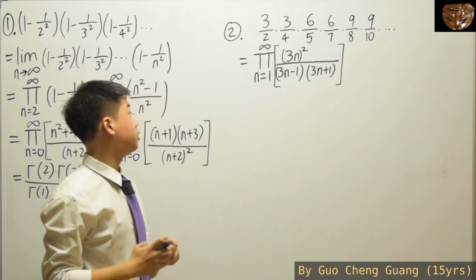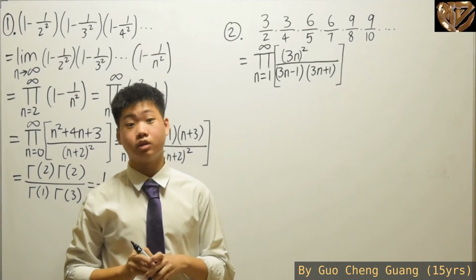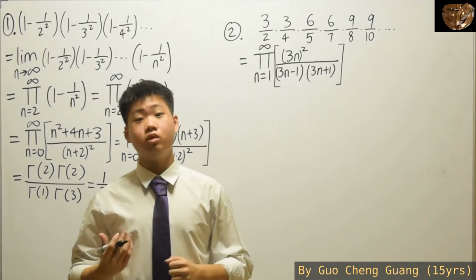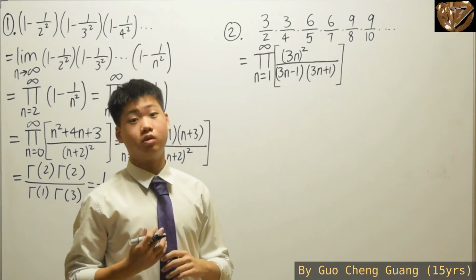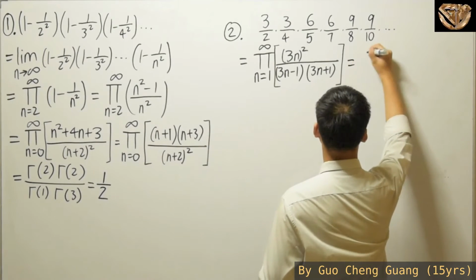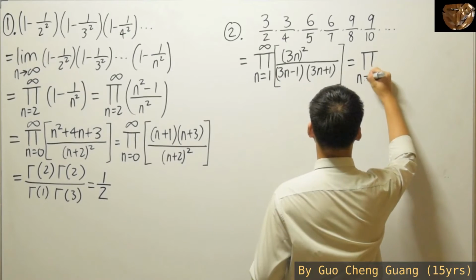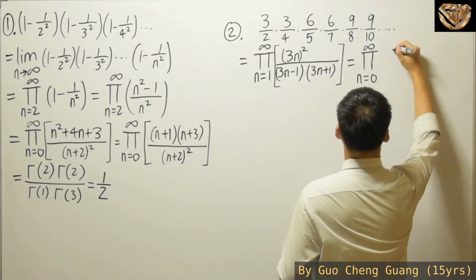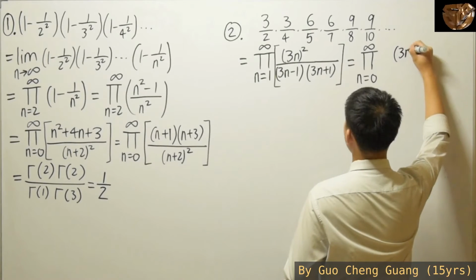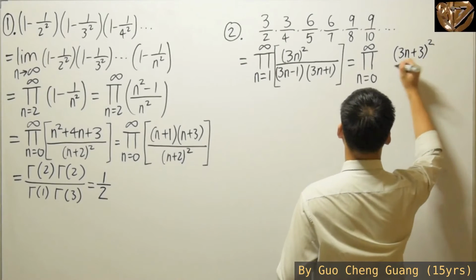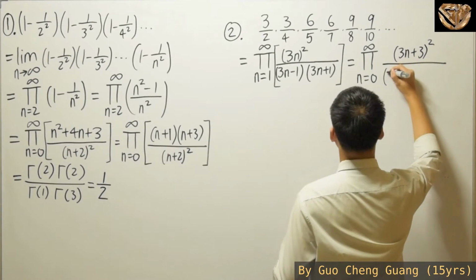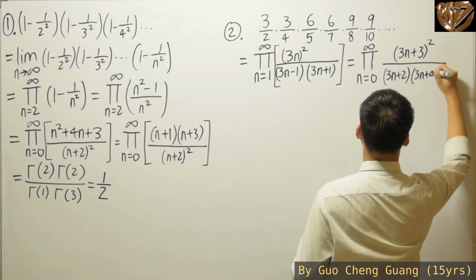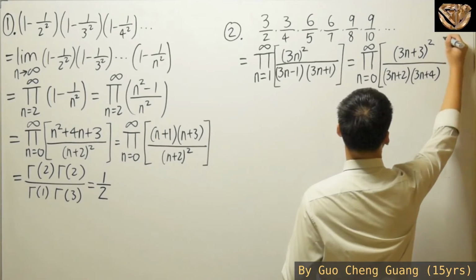Alright, so this is what you are going to see if you write it into a pi notation. Now, n is equal to 1. Let's change that into n is equal to 0, alright? So, n is equal to 0 to infinity with the pi notation. Then you're going to have (3n plus 3) squared over (3n plus 2) multiplied by (3n plus 4). So this is what you are going to have.